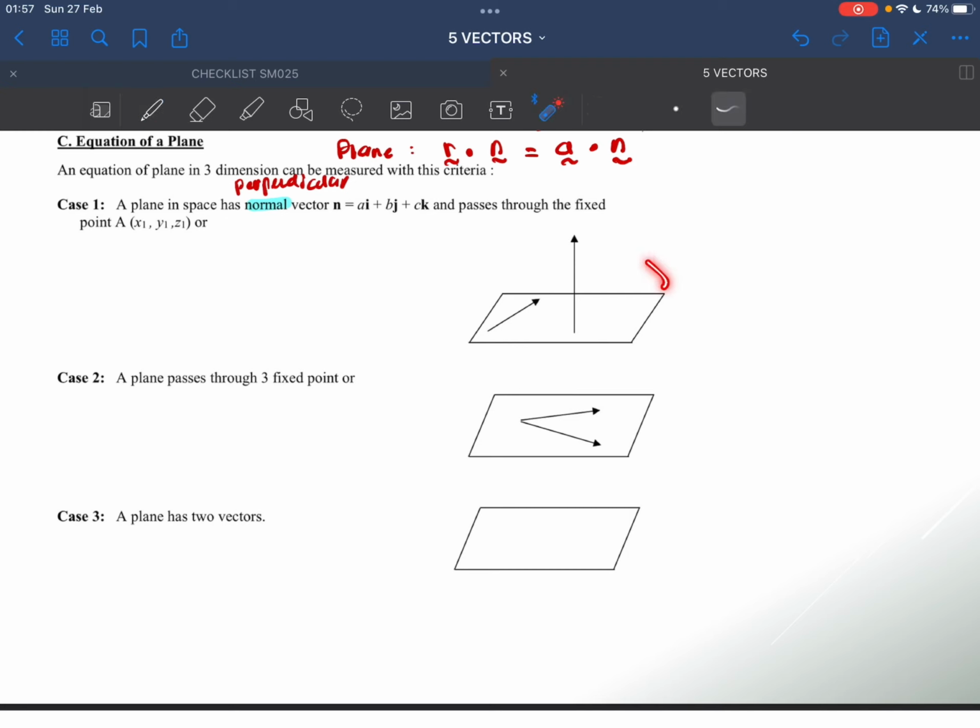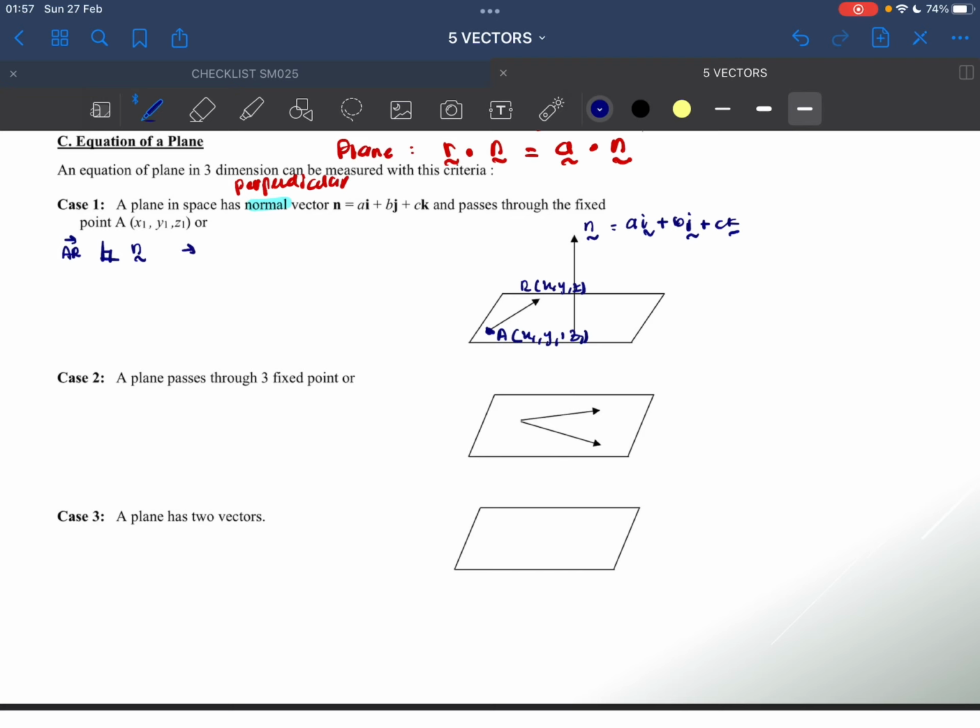So from the diagram here, let's say this is your point A, labeled as x1, y1, z1. Go to R, labeled as x, y, z. Perpendicular to this point here, we have the normal vector, which we label as ai plus bj plus ck. Okay, so now we know that AR here, the direction vector of AR, is perpendicular to the normal.